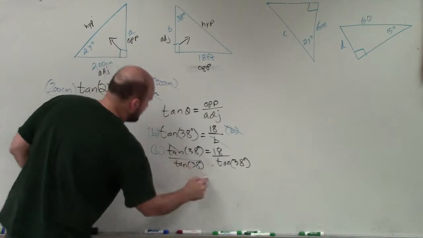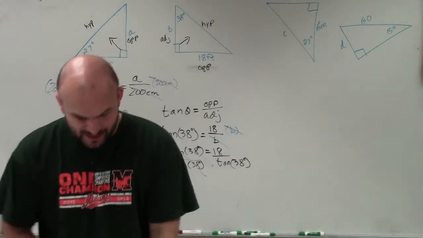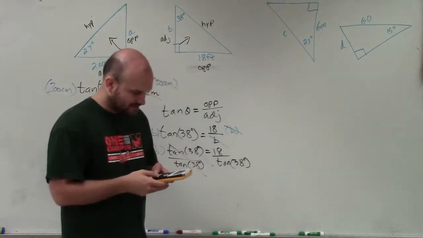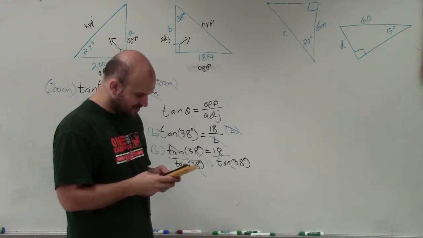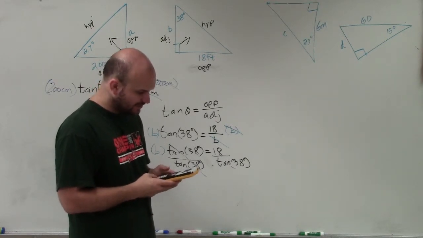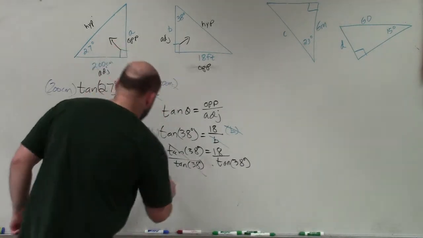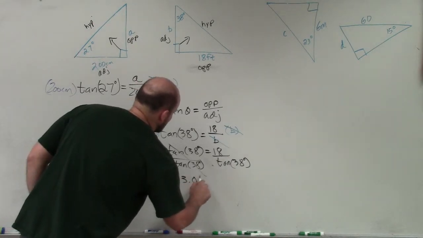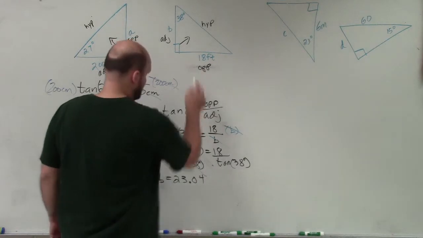So therefore, that divides to 1. B equals 18 divided by tangent of 38. So again, go back in my calculator, and I'm just going to do 18 divided by the tangent of 38 degrees. And I get 23.04. So I can say B equals 23.04. And that is in feet.